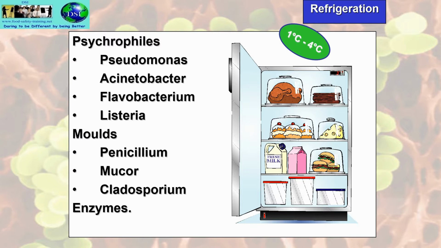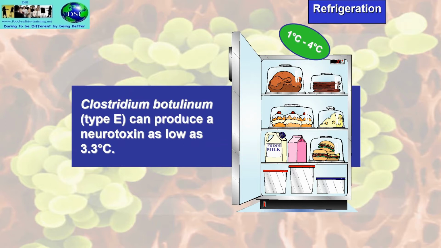So again, there's a little graphic there. Keep your fridges between 1 and 4°C. If you keep it under 3°C, so much the better. Then you've got to look at the quality of some of the food items, such as salads, which could freeze. Clostridium botulinum type E can produce a neurotoxin at as low as 3.3°C. Therefore, if you can, reduce your fridge temperatures to under 3°C.